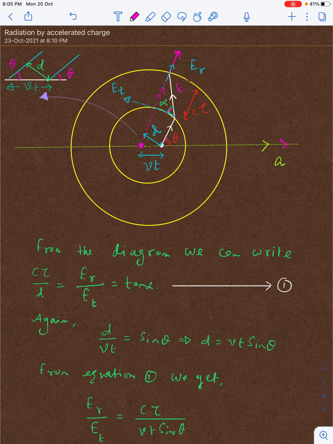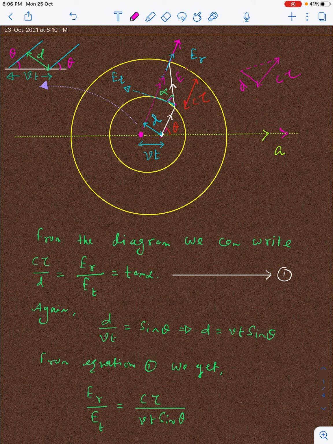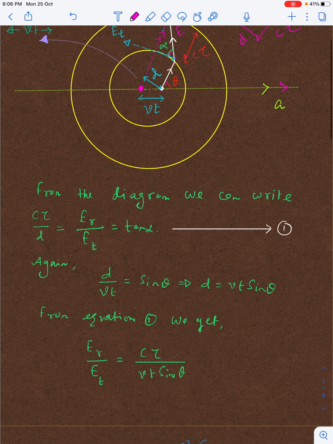Now d by Vt is equal to sine theta. We have to be careful in what way I am taking this. Here I have abbreviated the diagram. See, this is Vt and these two are the field directions. This was supposed to be the original field direction and now it is the field direction at the new position of the charged particle. The perpendicular separation between them is d. So I can write sine theta equal to d by Vt, hence d equals Vt sine theta. So from equation 1, I can now write ER by ET is equal to C tau by Vt sine theta.